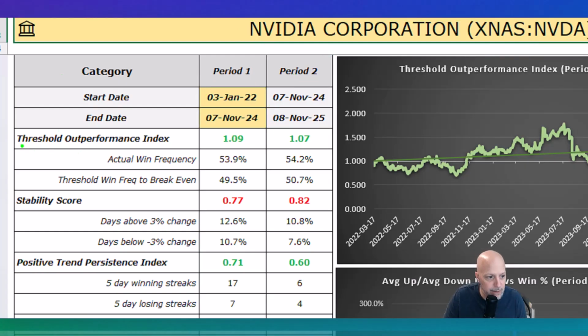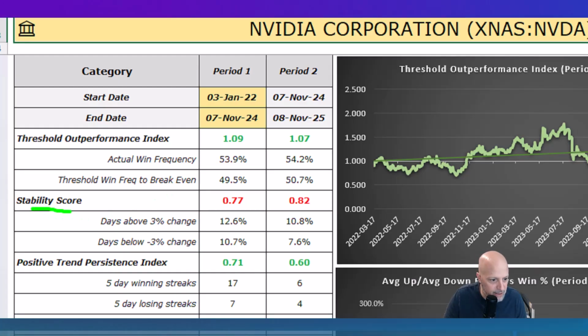The first stat we look at here is the threshold outperformance index. This is something that I've come up with. I haven't seen anyone else do it. Basically, we look at over this period, how often the stock went up, 53.9% of the time. And based on its average ups and its average downs, what was the threshold win frequency to break even? And then I compare those two to get my threshold outperformance index here of 1.09. Doing the same thing in period 2, we get 1.07. But in both periods, the stock is outperforming its threshold, but it's outperforming it by a little less in period 2.